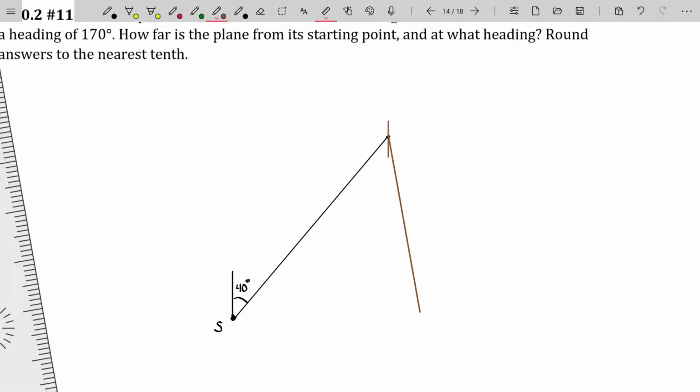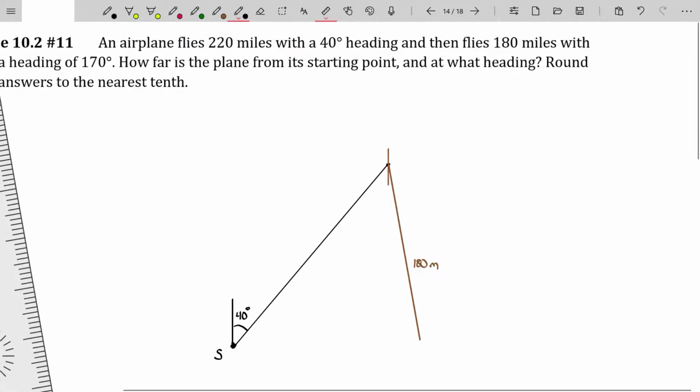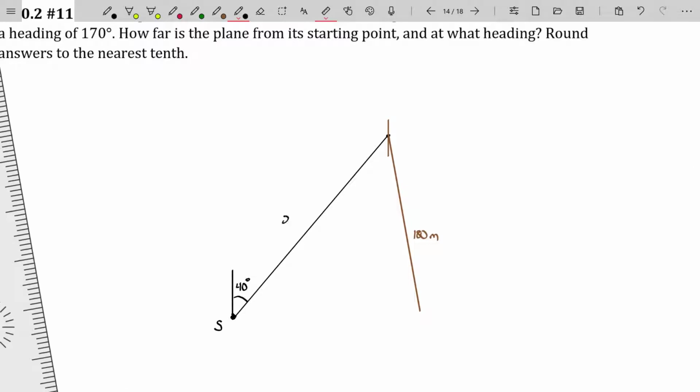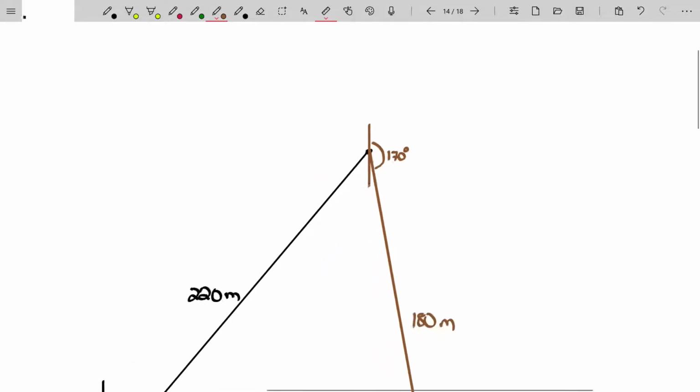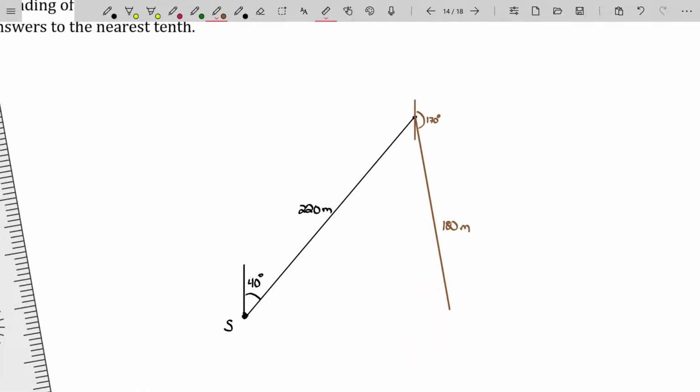There we go. That's 180 miles. We'll just pretend. And I didn't bother writing it before, but I should. We had a 220 mile length here, so I'm going to write 220 miles there. And just to let you know, that brown angle right here was 170 degrees. Every time that I get to that stopover point, I just go ahead and draw a vertical line. In fact, the plane arrives here.